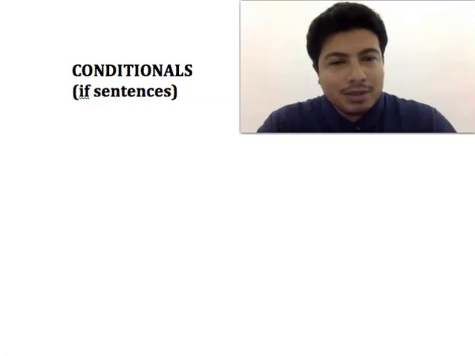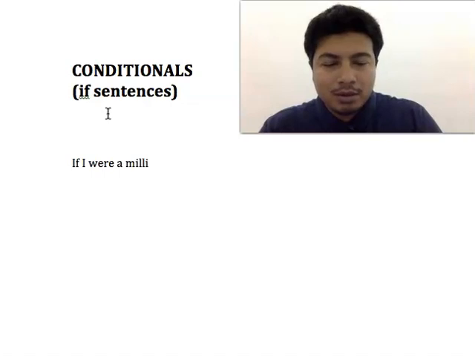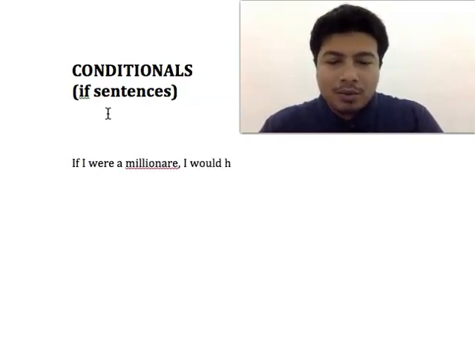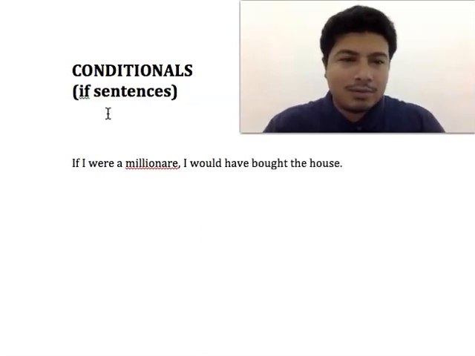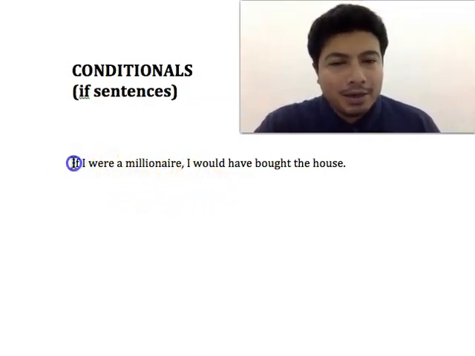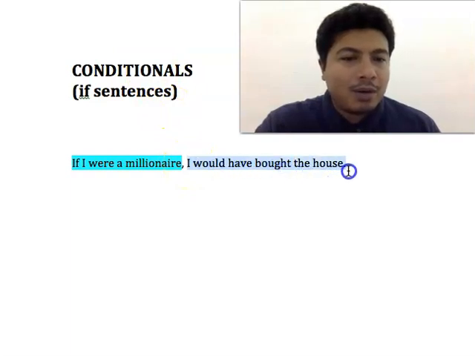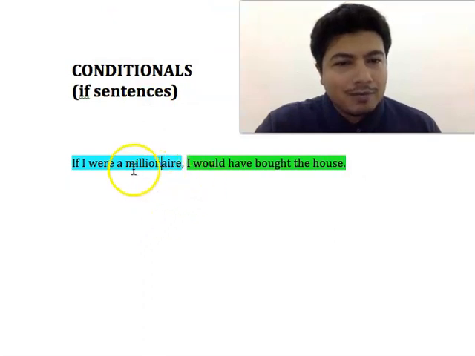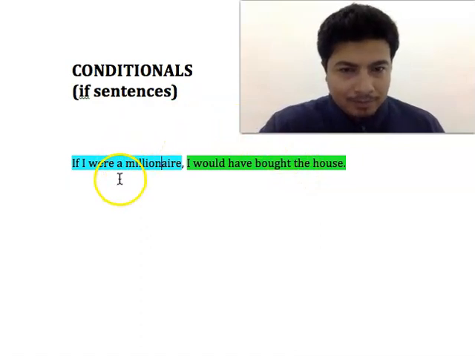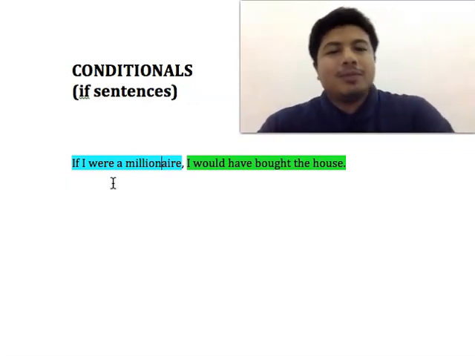One simple example of an if sentence or conditional sentence is when you say, if I were a millionaire, I would have bought the house. So this is a condition. If I were a millionaire, this is the condition for this to happen. For this to happen, you need to have this first. So we call it a conditional sentence or if sentence, because we have if in the sentence. So that is one simple example.